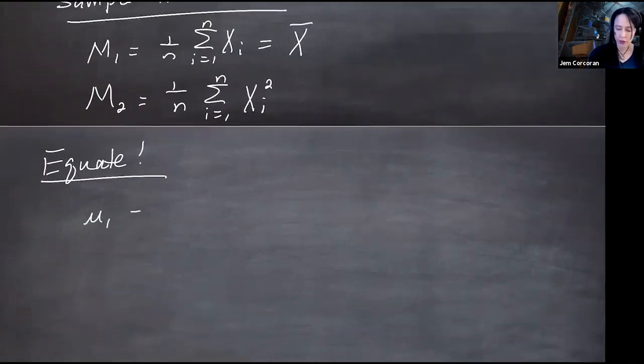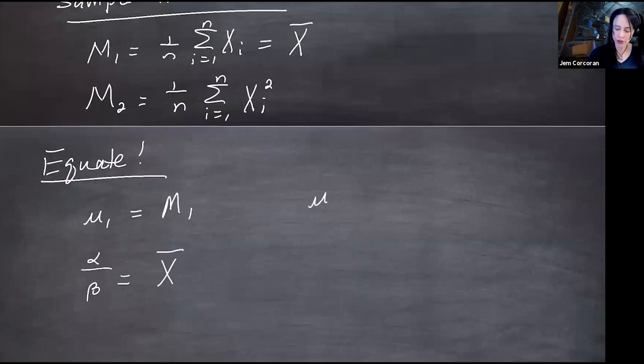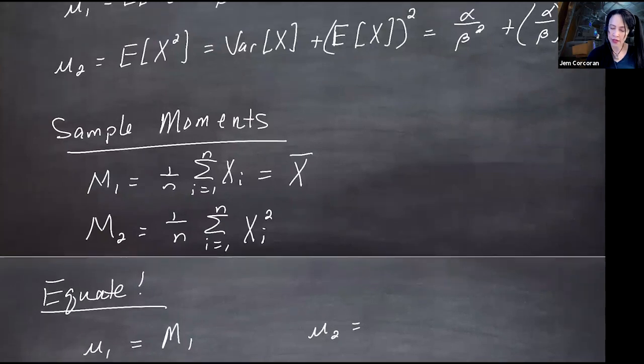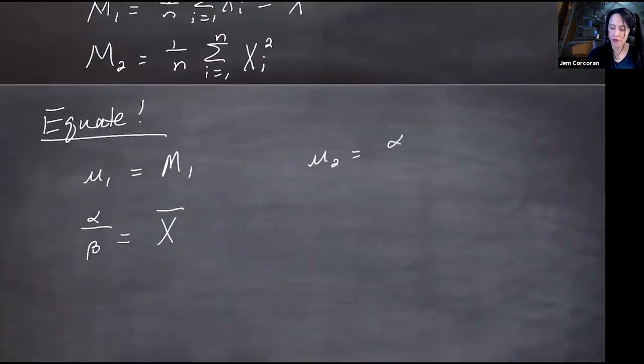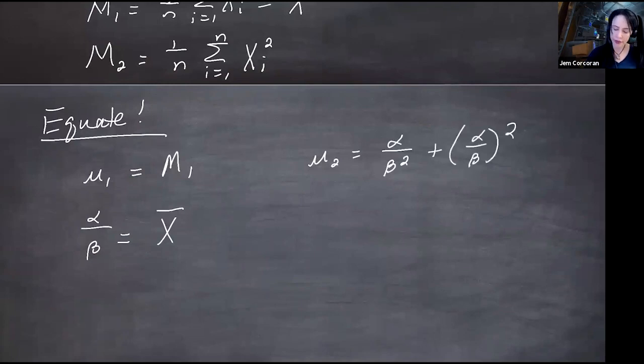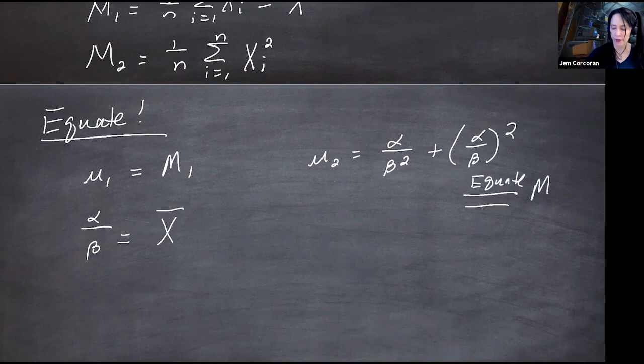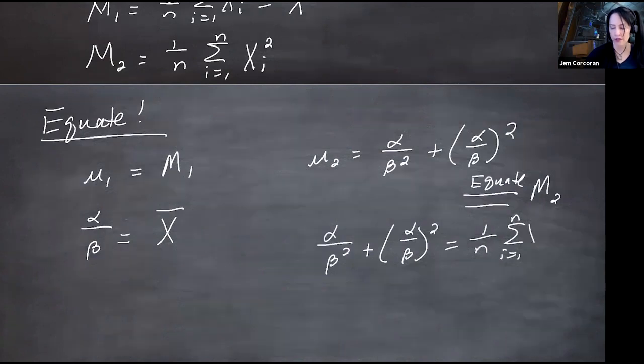I've got mu1 equated to m1, and that turns into alpha over beta equated to x bar. And then I have mu2, and that was this whole thing: alpha over beta squared plus alpha over beta squared. And I want to equate that to m2. Let me put the x's in. This is alpha over beta squared plus alpha over beta squared equals 1 over n, the sum of the xi squared.